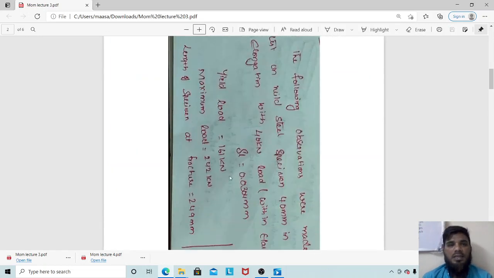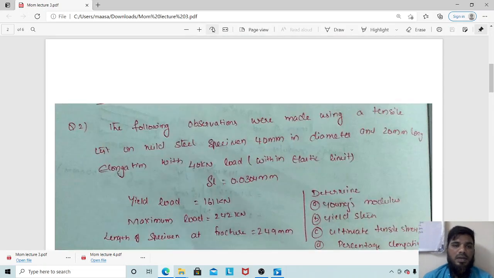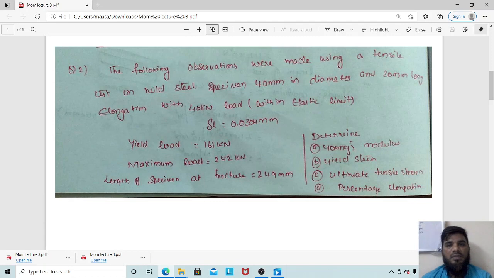Okay, so for example, see this problem. Sorry for the inconvenience. The following observations were made using a tensile test on a mild steel specimen, 40 mm diameter, 200 mm long. Elongation with a 40 kilonewton load within the elastic limit. When I am applying this load, I am getting a deformation of 0.0304 mm. They have given the elongation. Elongation is nothing but deformation, or extension, you can say.